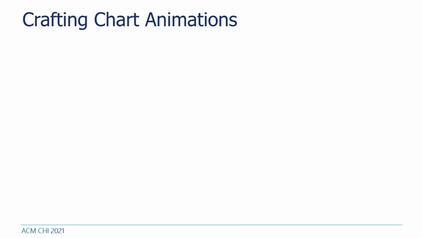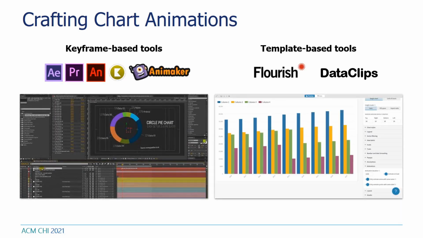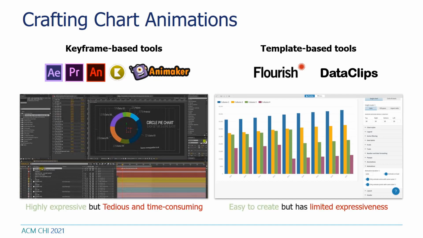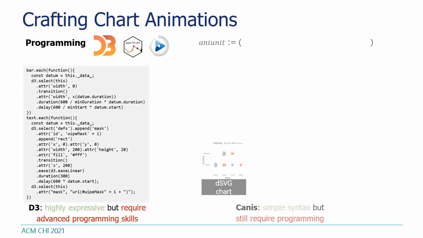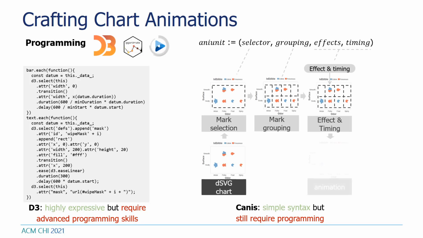Although creating such a fantastic animation is difficult, to help us craft compelling animations, some keyframe-based and template-based tools have been developed. However, they are either tedious and time-consuming or have limited expressiveness. Besides interactive tools, programming libraries like D3 can be used to author highly sophisticated chart animations, but it requires advanced programming skills. In contrast, Canis employs a simpler syntax for creating expressive animations with a series of animation units defined by a quadruple: selector, grouping, effects, and timing. However, it still requires programming.